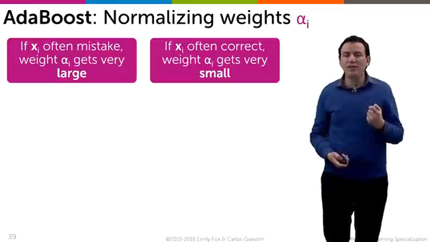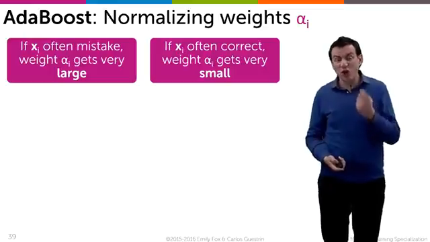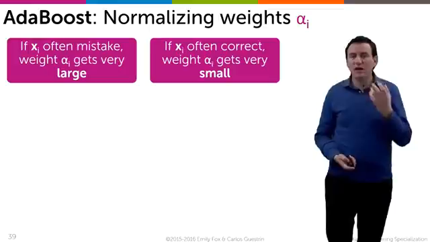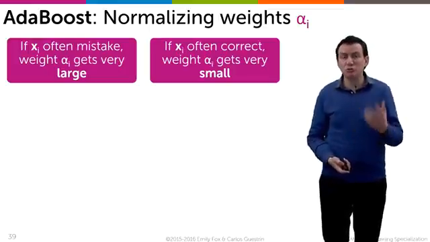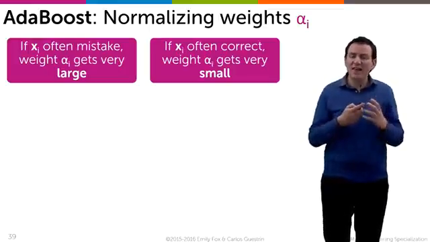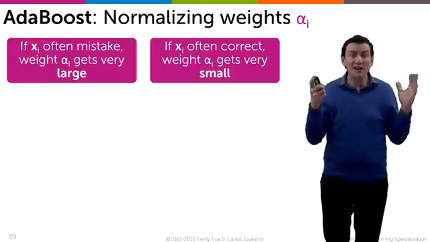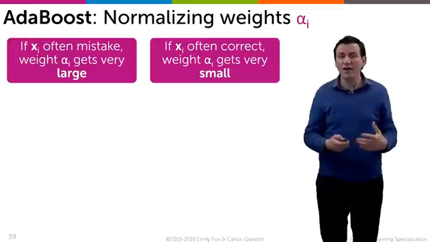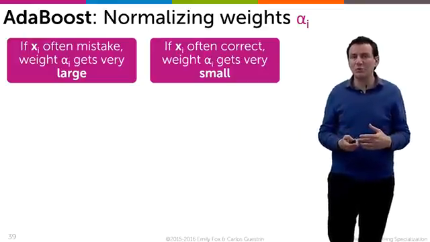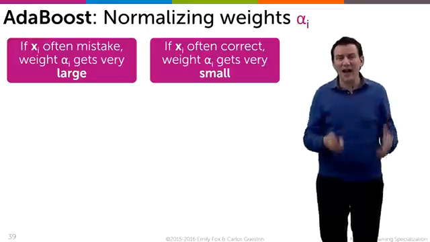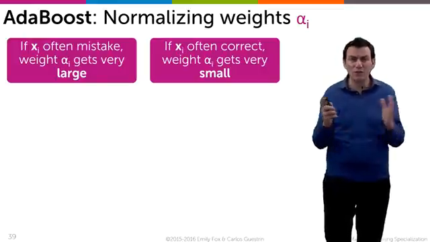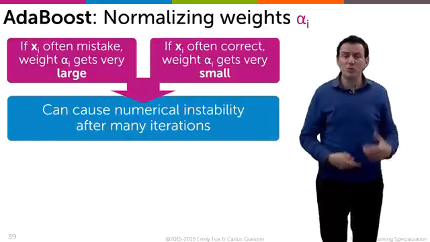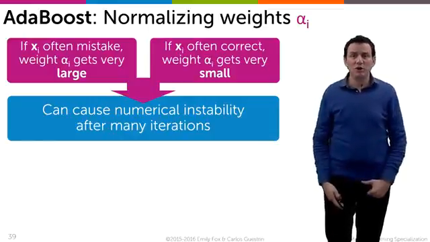So for example, if we take a data point xi that's often a mistake, we're multiplying its weight by a positive number again and again and again. Let's say 2 times 2 times 2 times 2, and that weight alpha can get extremely large. On the other hand, if you take a data point xi that's often correct, you multiply by some number less than 1, so say a half, so you keep multiplying by a half, and that weight can get really, really small. And so this problem can lead to numerical instabilities in the approach.